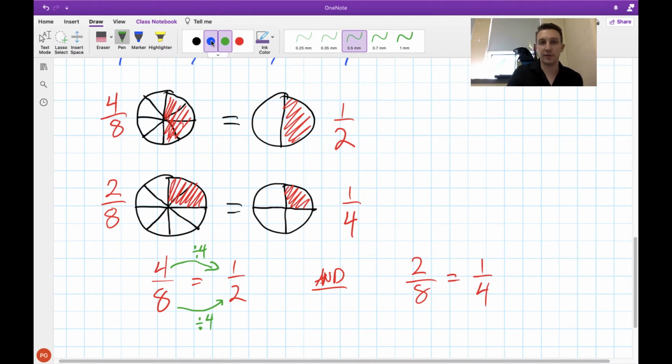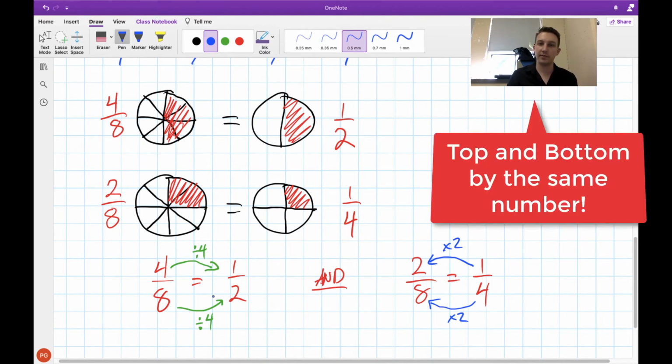The same is true in reverse. So if I started with a fraction like this, and I can multiply by a number on the top and the bottom, so if I multiply the top by 2 and multiply the bottom by 2 as well, this would also be an equivalent fraction. So the key thing to make equivalent fractions is to either multiply or divide the top and bottom by the same number.